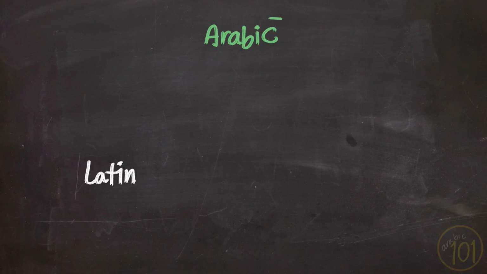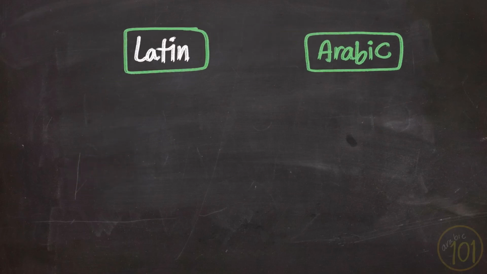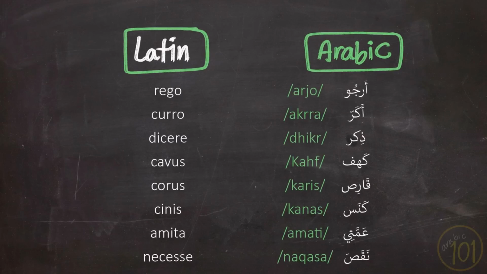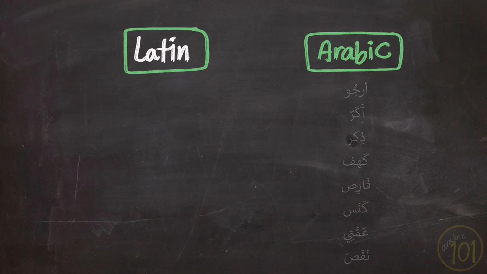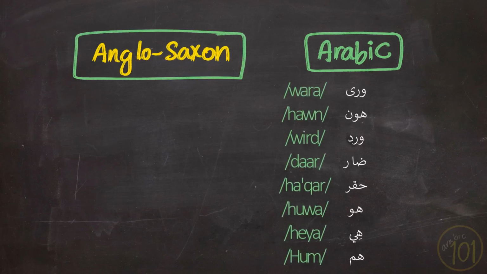We'll first compare Arabic roots to their approximate translation in Latin. And I want you to try and compare the Arabic words to their Latin counterparts in terms of how similar they sound. We can clearly see the similarities between what the Arabic words sound like and what these Latin words sound like. But it's even more interesting if we compare Arabic roots to Anglo-Saxon words.